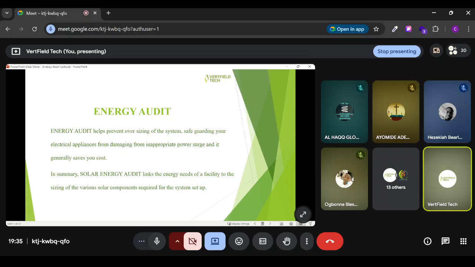So energy audit helps you prevent oversizing of your system, safeguards your electrical appliances from damage from inappropriate power surge, and generally saves you cost.